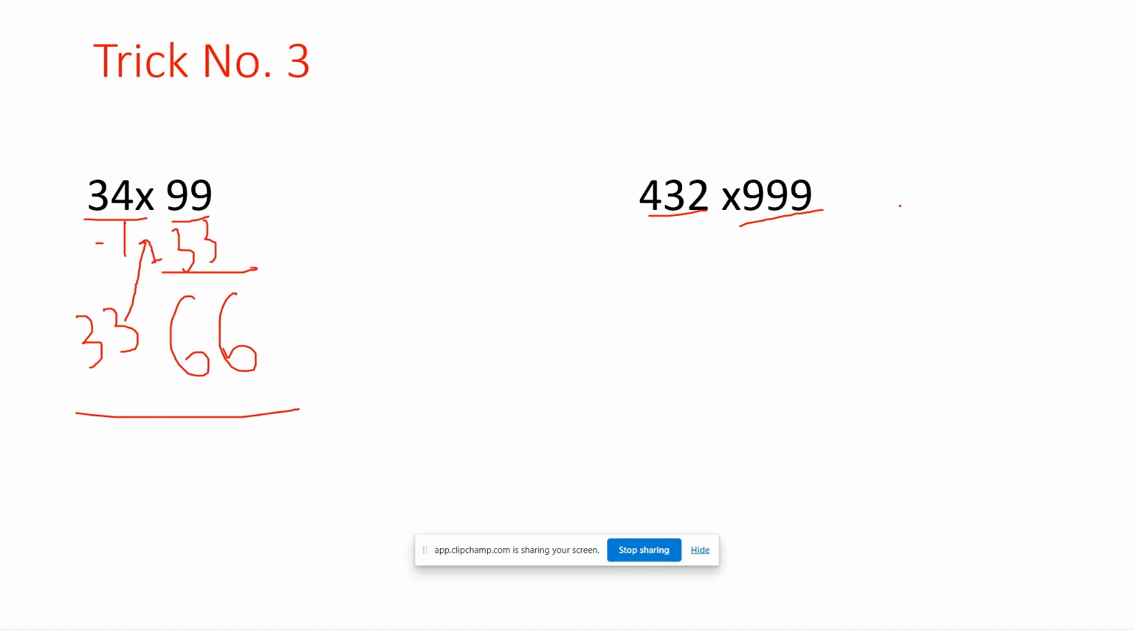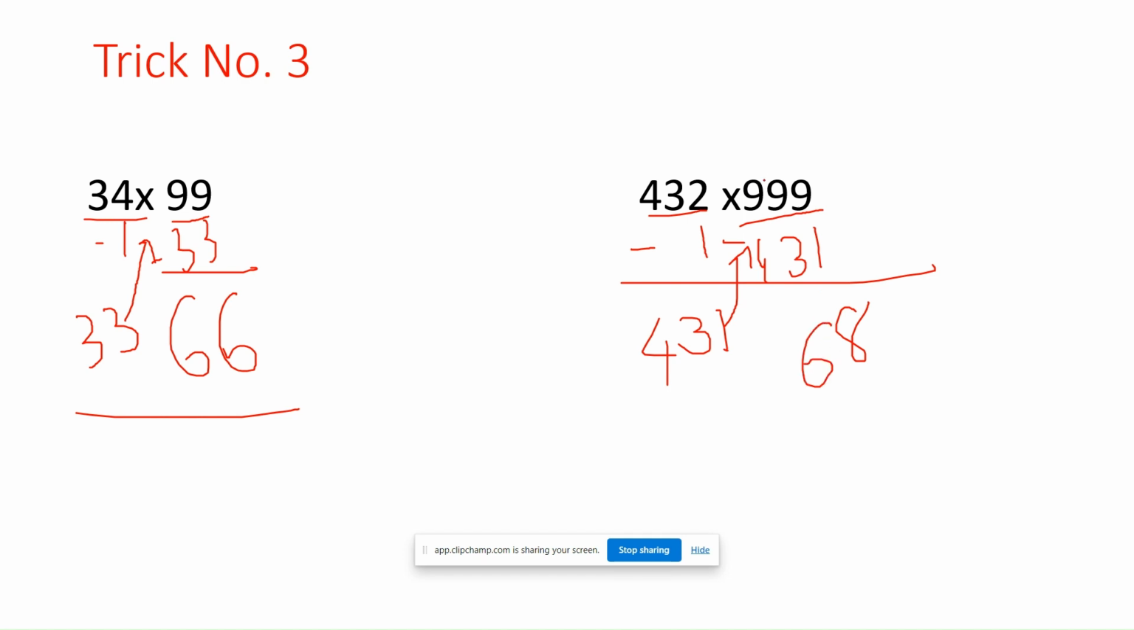Now next, let us do it. First subtract 1 from this. 2 minus 1 is 1. This 3 and this 4. Now subtract this from the 3 nines. 431. Do the subtraction. 9 minus 1 is how much? 8. 9 minus 3 is 6. And 9 minus 4 is 5. 431,568 is your answer. Isn't it easy, friends?